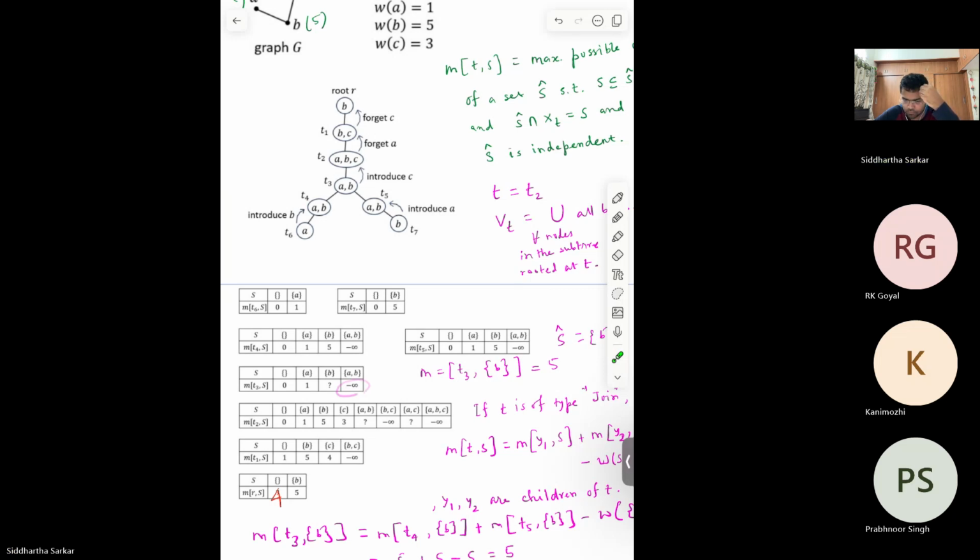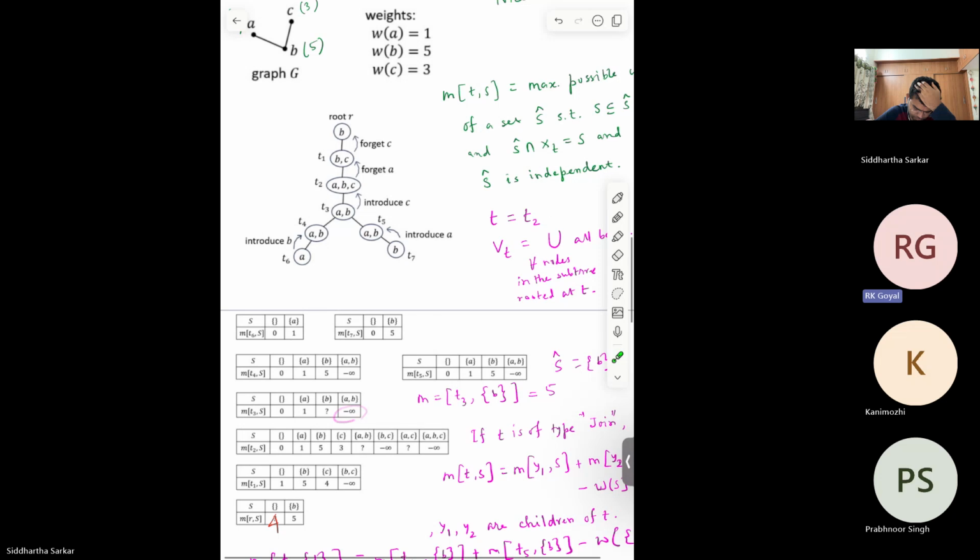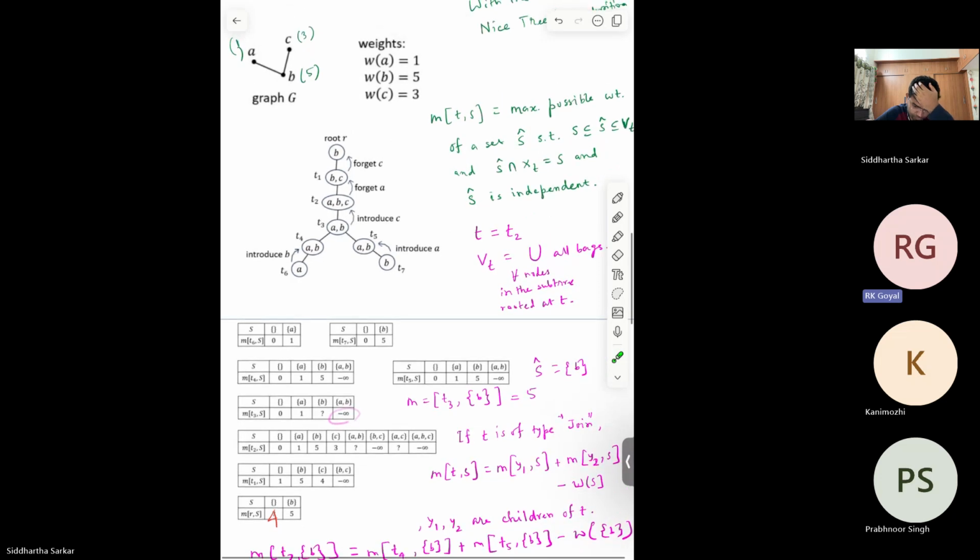And even from this definition, this time I can take the value of S cap as A comma C only, no other way. Because XT is ABC, so if I want to make this intersection equal to S, I can only take the value of S cap as A comma C. And if I take A comma C here, then I'll get an independent set of weight equal to 4.